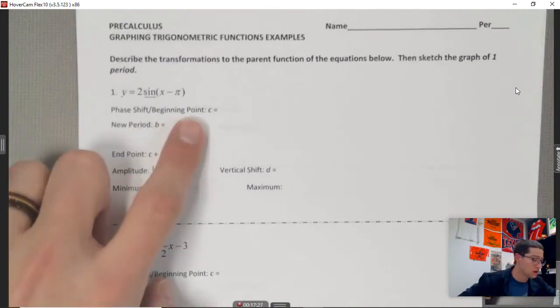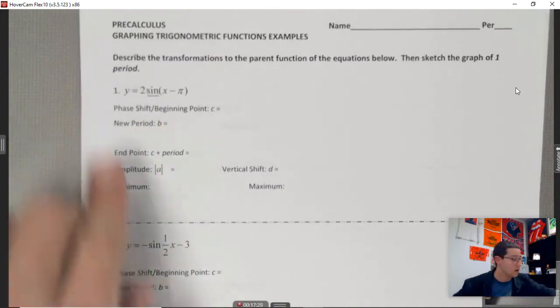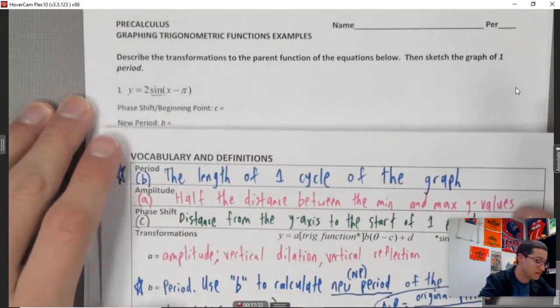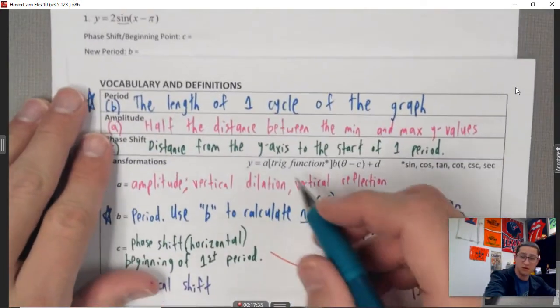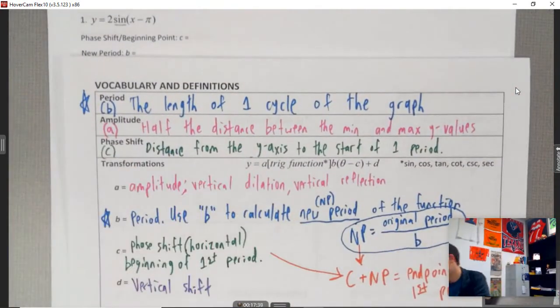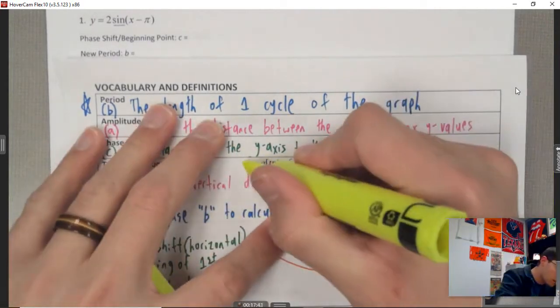Okay, so let's go ahead and start with it. All right, the phase shift / beginning point. All right, which is your C value. So your C value, in order to kind of talk about where these are each located, this is actually a really important piece that I didn't go over. Okay, but this right here.